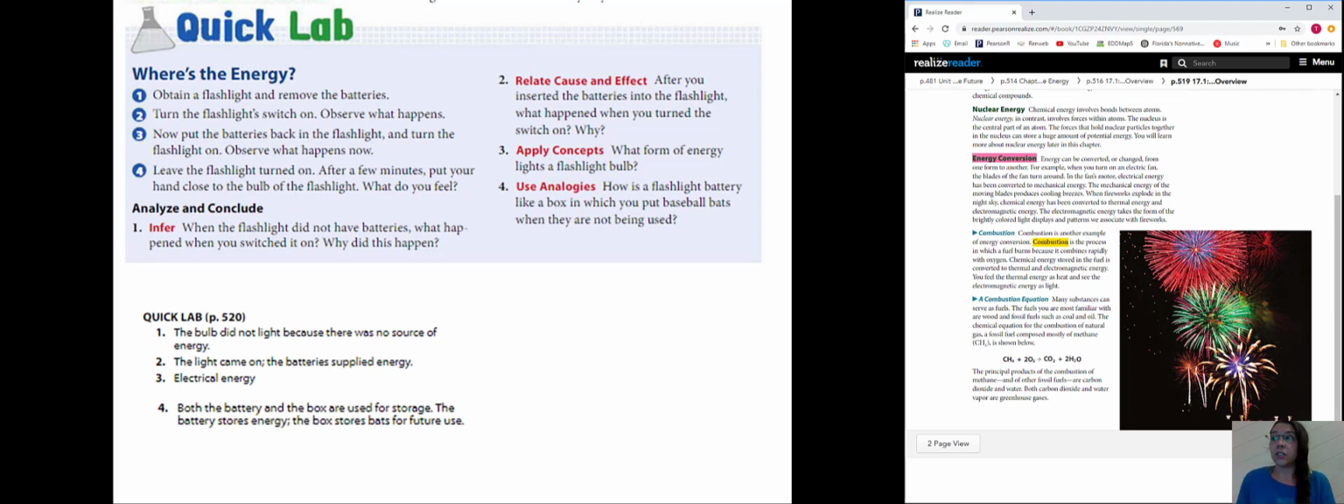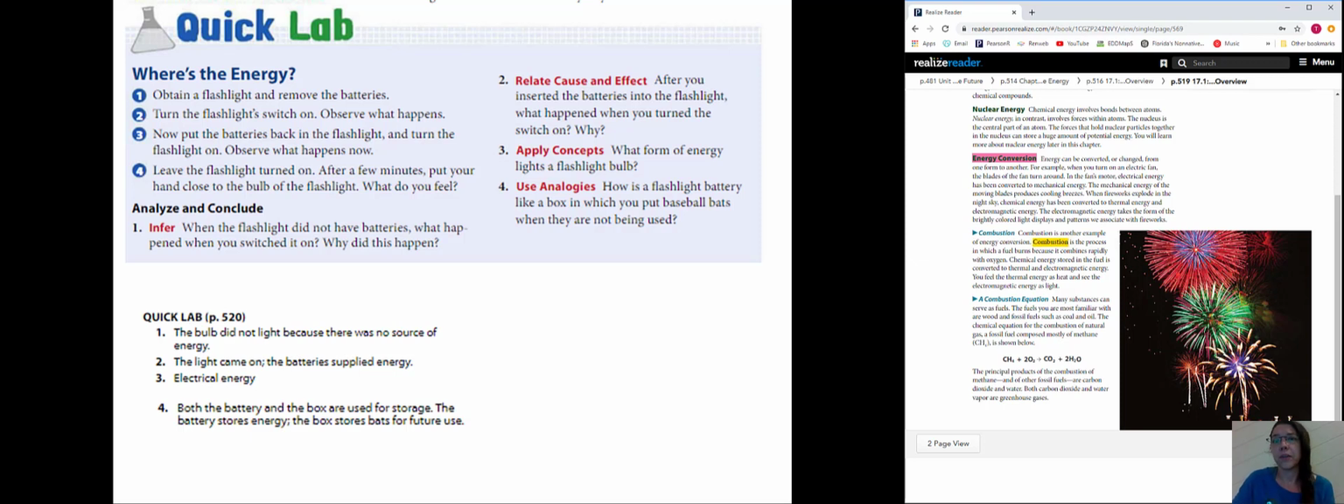Which also translates to less energy being lost. So let's look at our analysis and conclude. Our first question is to infer: when the flashlight did not have batteries, what happened when we switched on the flashlight? Well, when there were no batteries in it and we turned the flashlight on, nothing happened. That's because there was no stored energy available to create an electric current and power the light bulbs.